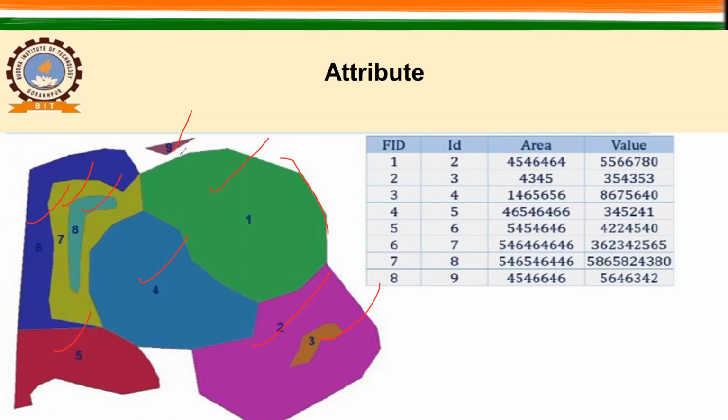But when we are dealing with the attributes, we can add many more columns apart from the unique ID or class number, and that can be used to represent this area. So in this attribute table, you can see there are some information which are not available in this map, but in this table, they are listed.